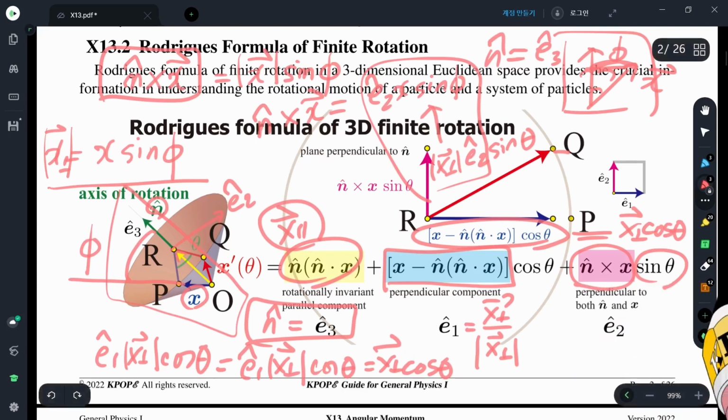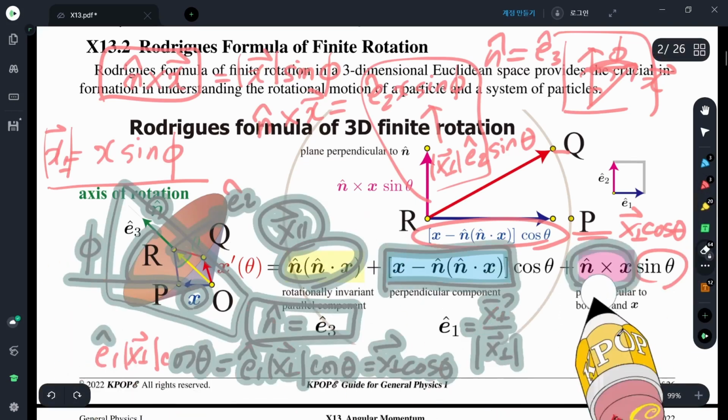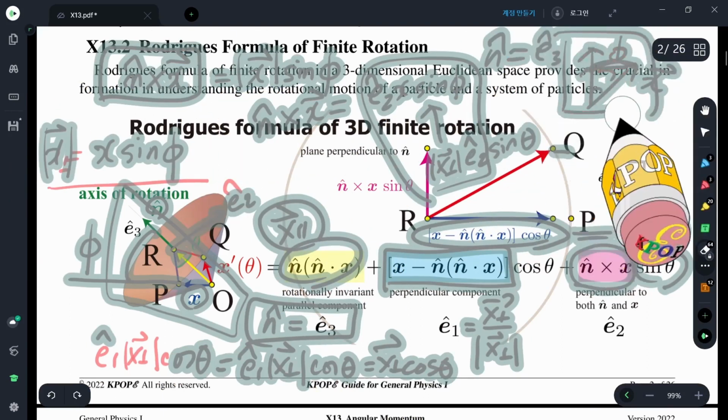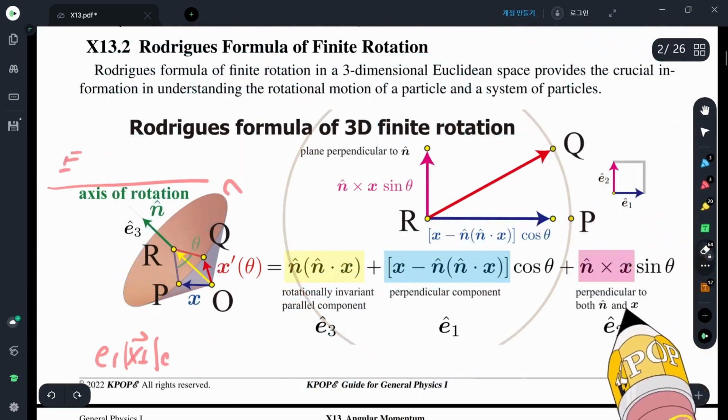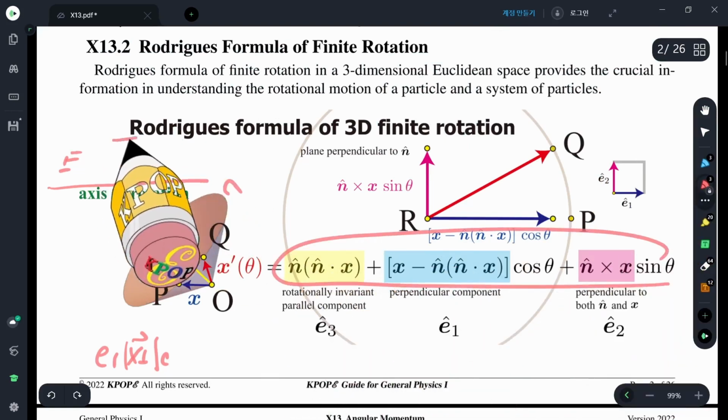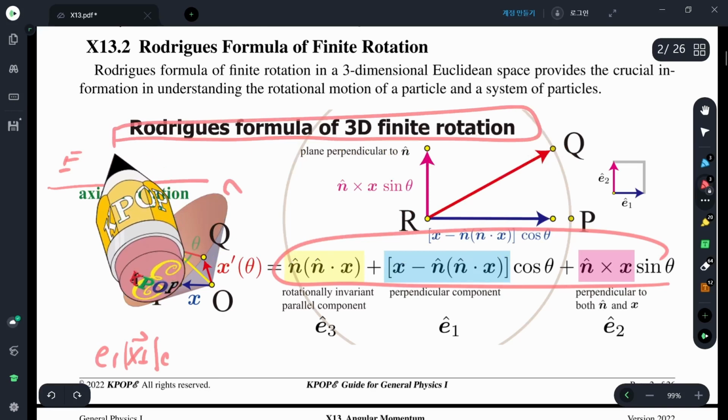So this is a very nice identity, very useful identity from which we can describe the rotational motion of a particle very easily. This is called Rodrigues formula of a three-dimensional finite rotation in three dimensions.